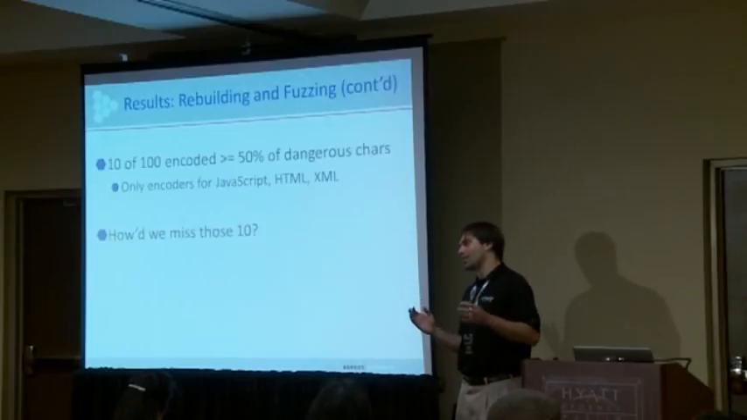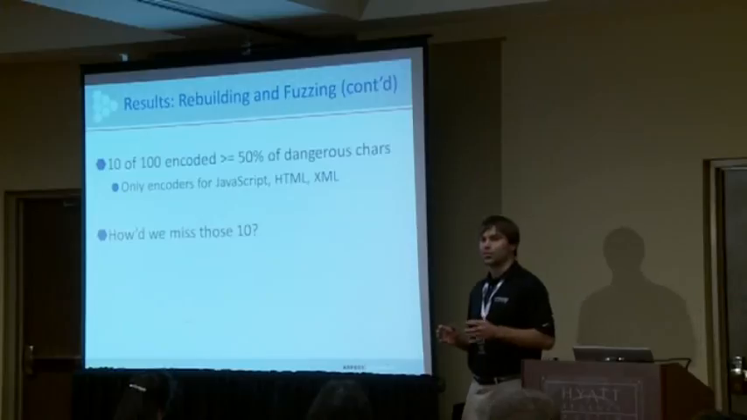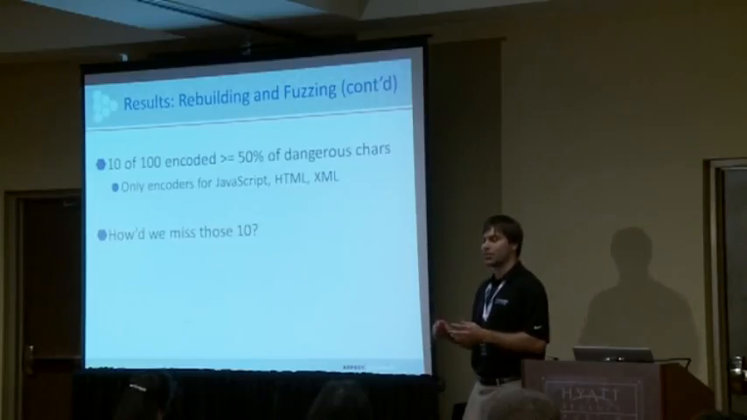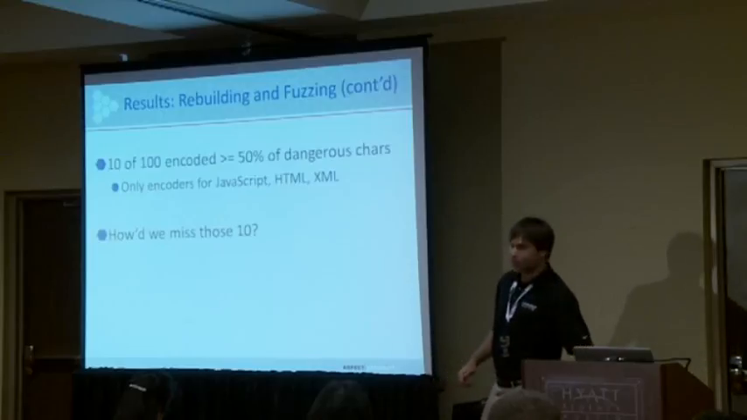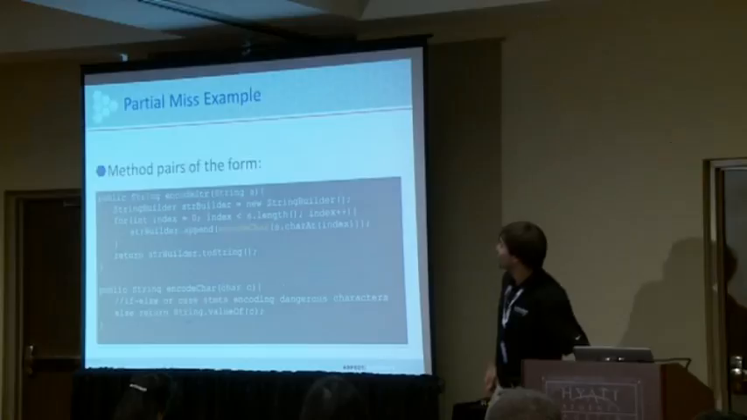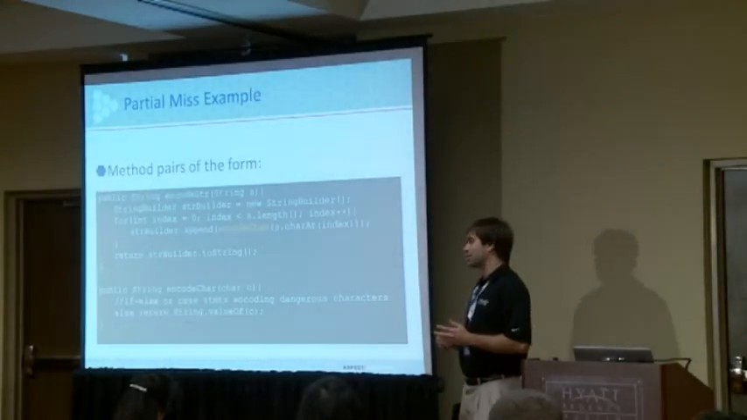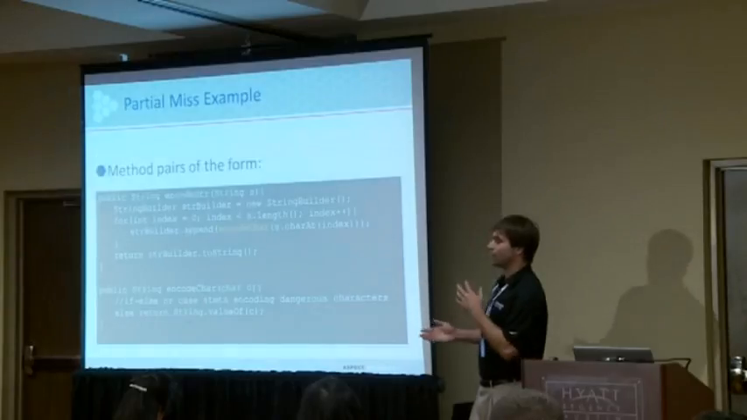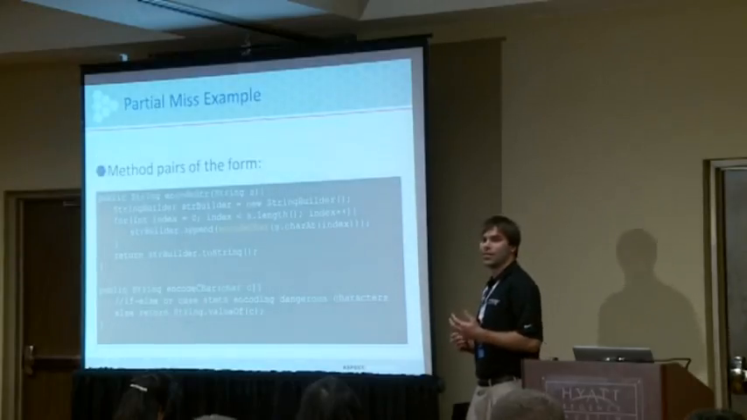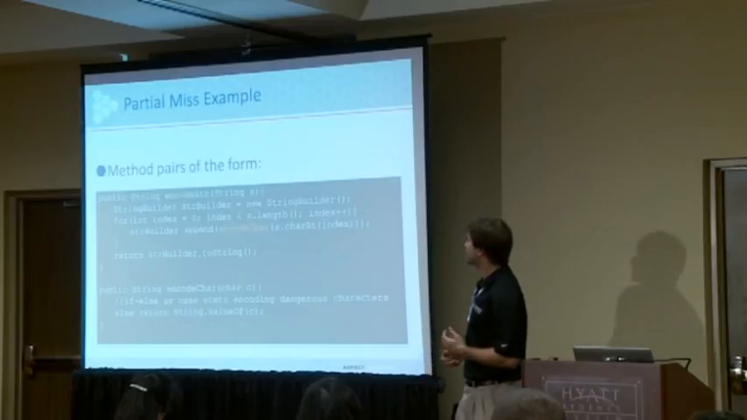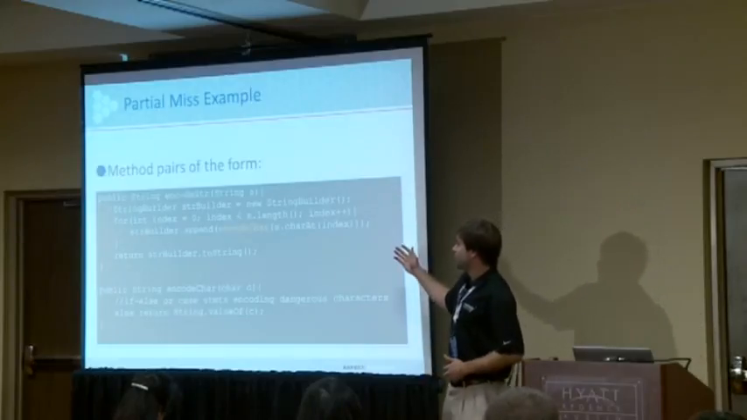And more broadly, why did some encoders show up in the 60 to 80 range when we'd obviously like for them to show up in the 80 plus range? And the answer is that, well, our heuristic test isn't perfect. We can't get complete data on the false positives, but we did see a couple of types of encoding methods that we can see for a variety of reasons that we can't catch with this. So, method pairs of this type.